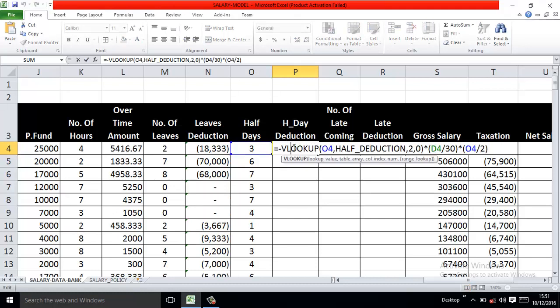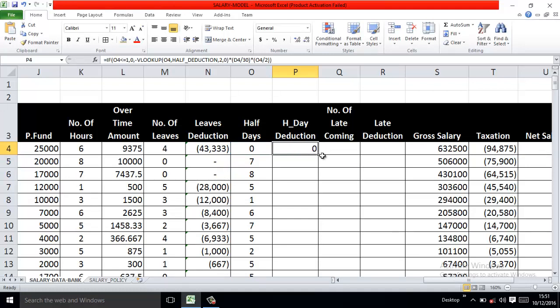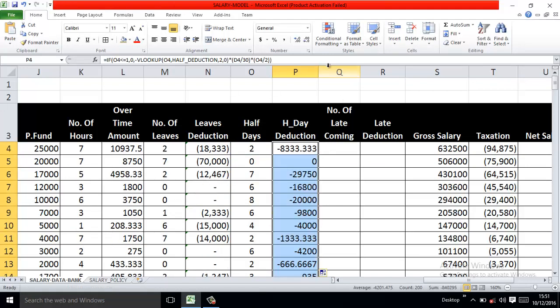So again here is what if someone doesn't have any half day. So again apply a check: if 0 then result is not 0, if it is less than or equal to 1, which includes 0 as well as 1, then the result is 0, else go for this result. And we are over here getting the result, and then apply comma style for the accounting.